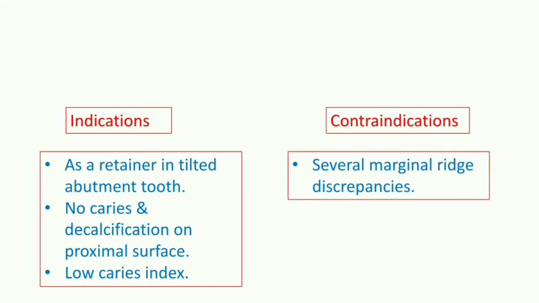Now what are the contraindications? Severe marginal ridge discrepancy, that is, if the marginal ridges are not sound, or if there is more gap or height difference between the marginal ridges, then we can't give this proximal half retainer.